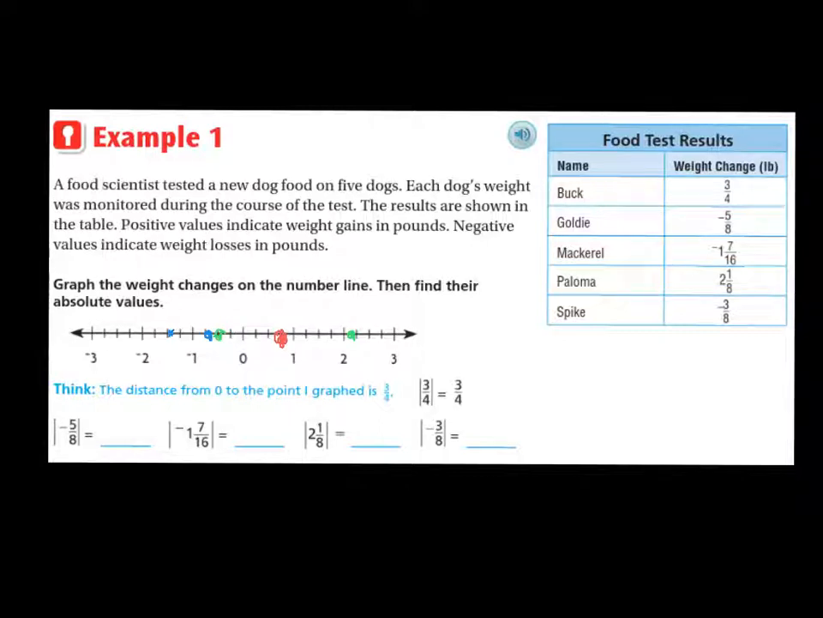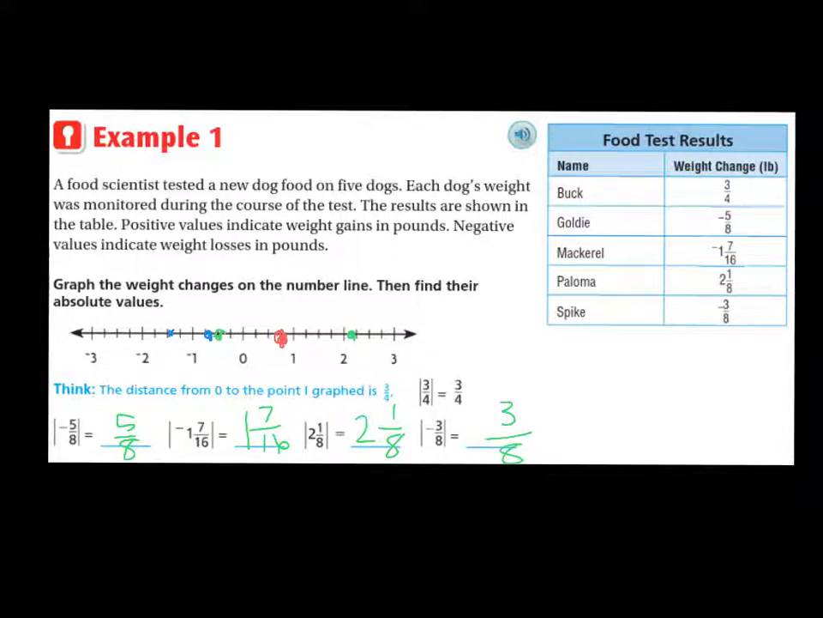Let's see, they did that one for you. So the absolute value of 3/4 is 3/4. The absolute value of negative 5/8 is 5/8. The absolute value of negative 1 7/16 is 1 7/16. Absolute value of 2 1/8 is 2 1/8. And the absolute value is 3/8.